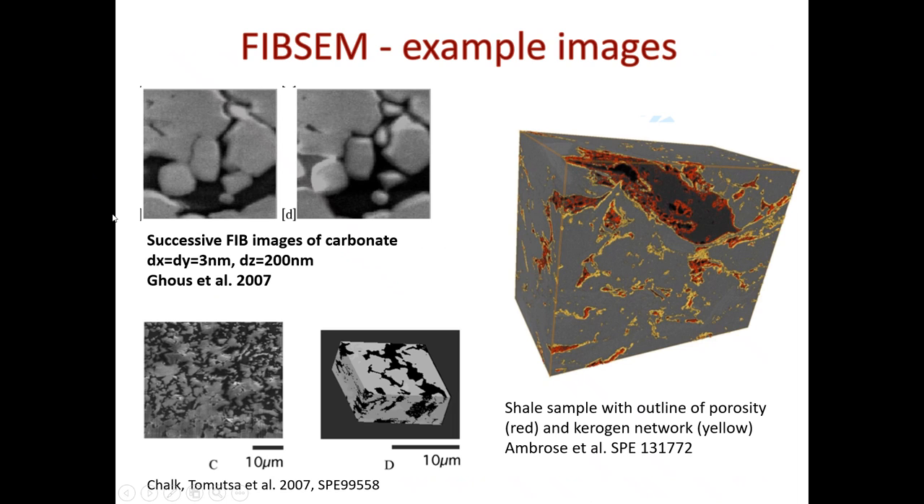So this is an example image. These are two successive images that are 200 nanometers apart. Again, this is one of the earliest examples from 2007. This is a carbonate. So this is microporosity within carbonate at 3 nanometer resolution.